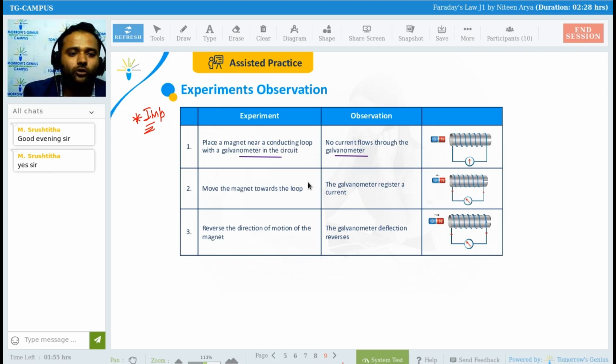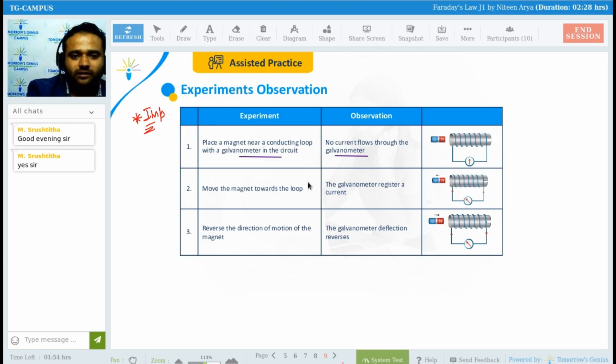The arrow shows the motion. Is this clear now? Any one of the things needs to be in motion, either the coil or the magnetic field. Clear? Clear, sir? Focus a little bit. Okay, so there is no current flowing through.